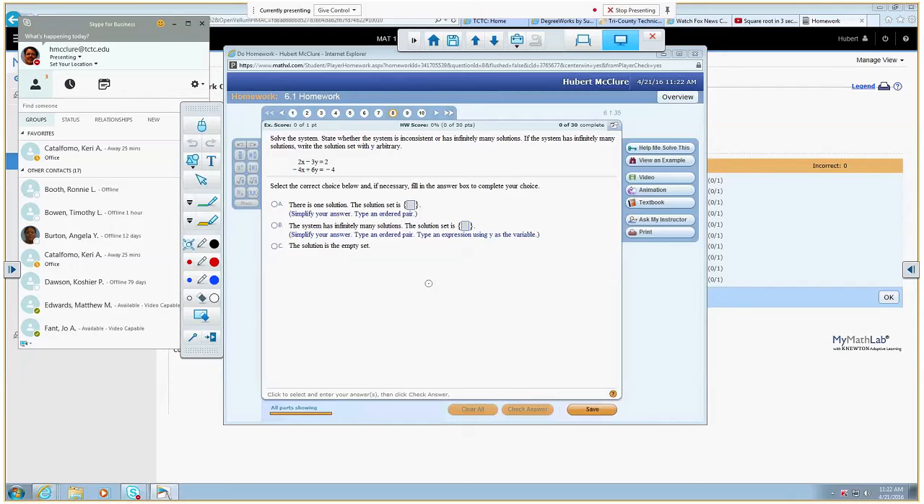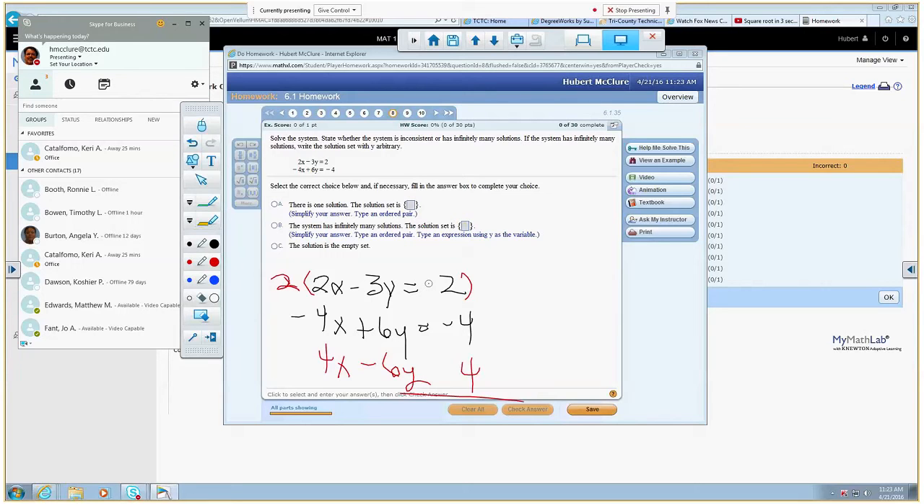Let's do this one. So 2x minus 3y is equal to 2, and negative 4x plus 6y is equal to negative 4. So I'm going to multiply the top by what? 2. And that's going to give me a 4x, a negative 6y, equal to 4. Add it, and you're going to get 0x, or that goes out.